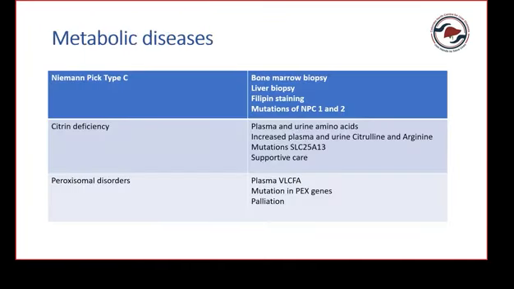I would like to briefly mention Niemann-Pick type C, citrin deficiency and peroxisomal disorders. So these are the characteristic features. And all these three disorders are considered contraindications for liver transplant. So sometimes if you have undiagnosed liver disease and you will consider liver transplantation, at least we need to exclude these disorders before you consider them for liver transplantation because these would be contraindications.